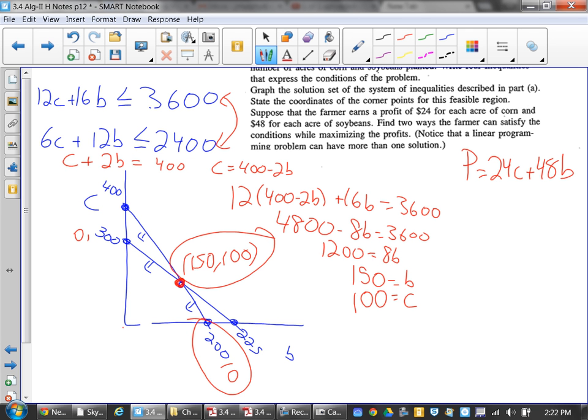Oh, I'm sorry, 150 acres of beans. I had it flip-flopped there because I wrote this is bean. I was looking at it.